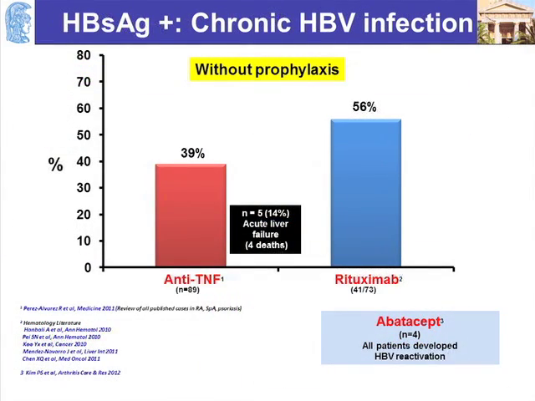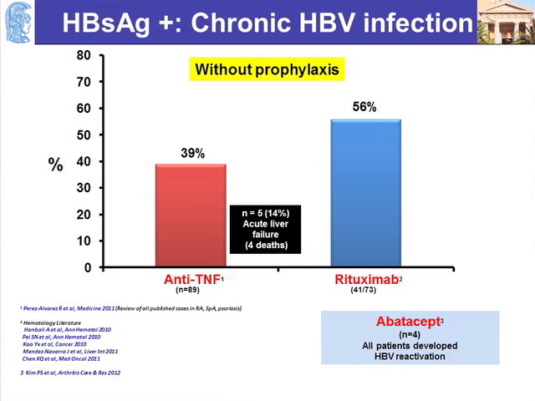Now, what is the absolute risk? Of course, you cannot do prospective studies in these patients, but if you look at the literature data, among patients who have the surface antigen without prophylaxis, about 40% of those treated with anti-TNFs had HBV reactivation, and some of them developed acute liver failure or died. Of course, there's a lot of publication bias in this report, as we understand.